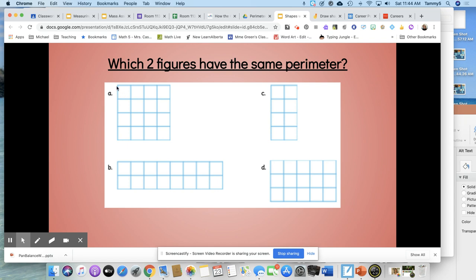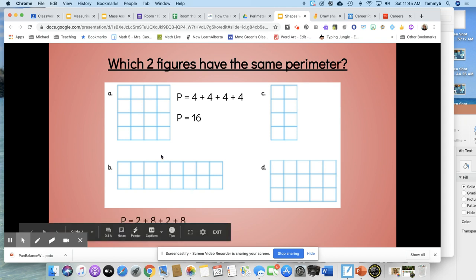A has a length and a width of 4 units. So we know this is actually a square. The perimeter is 4 plus 4 plus 4 plus 4 units, which is the same as 4 times 4, or 16 units. Let's take a look at B. B has a length of 8 units and a width of 2. So we add up 2 plus 8 plus 2 plus 8 units, which gives us a total of 20 units.